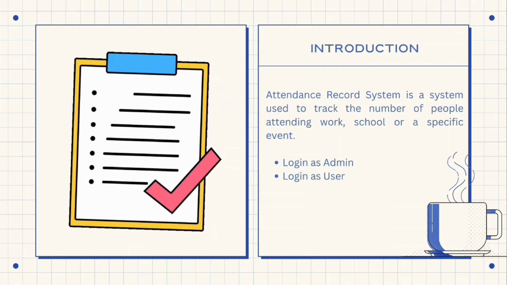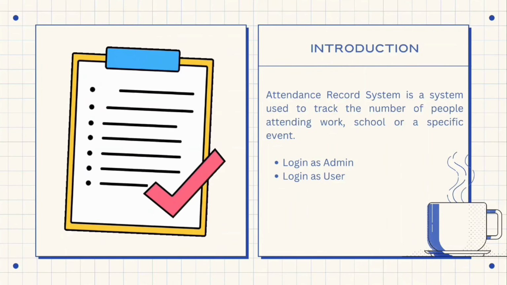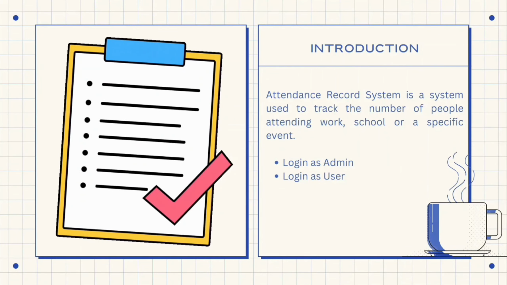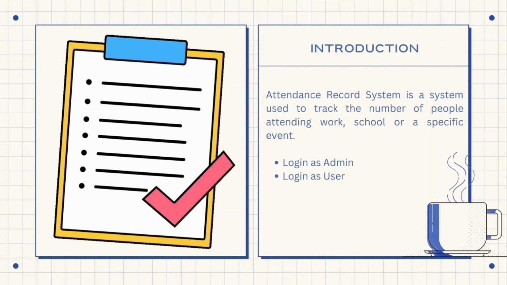For introduction, attendance record system is a system used to track the number of people attending to work, school, or a specific event. Attendance record system have two options, is login as admin and login as user.